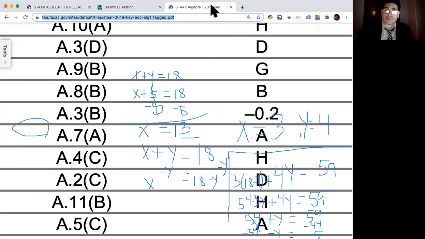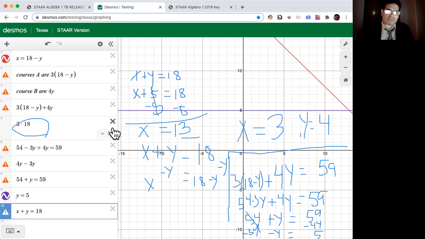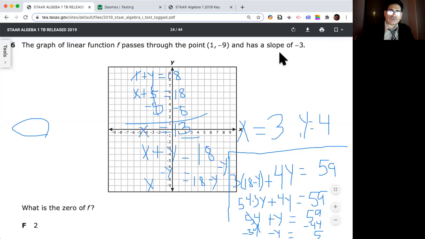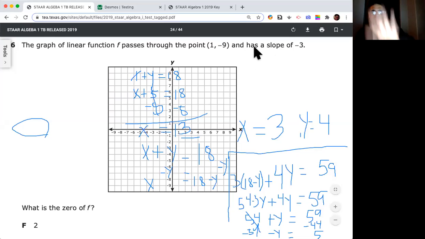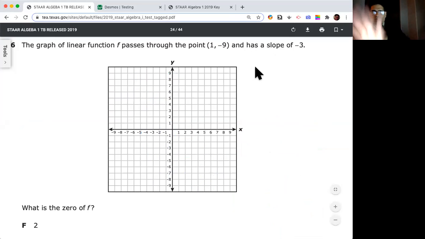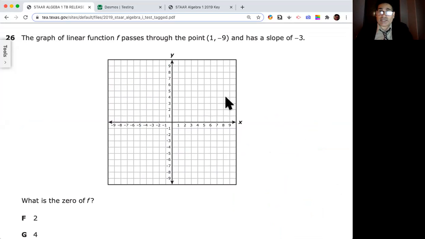Not much help from Desmos in that one. I did use it, but really this is the old-fashioned plugging in and getting the values, and sometimes the calculator is just not much help. So we're just moving on. Let's get rid of all of this stuff here. There you go. Whew. All right, a graph problem.